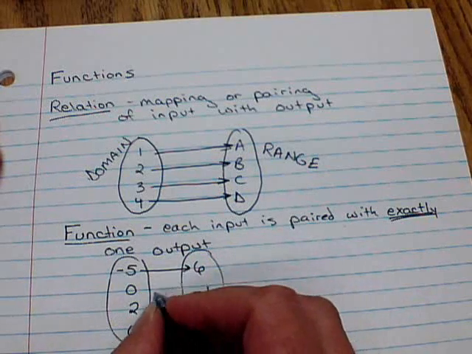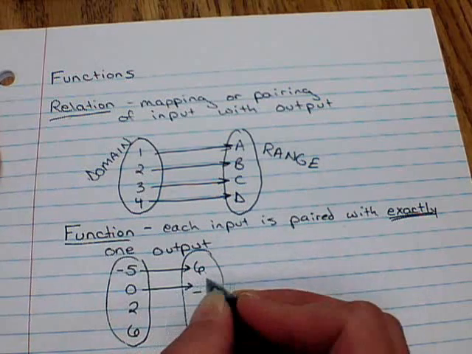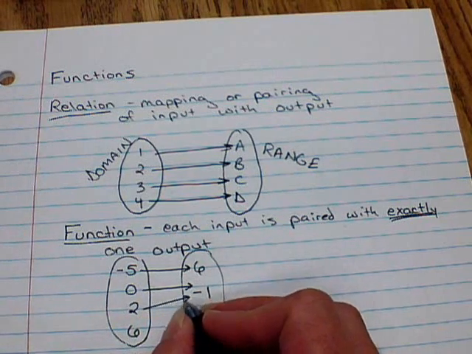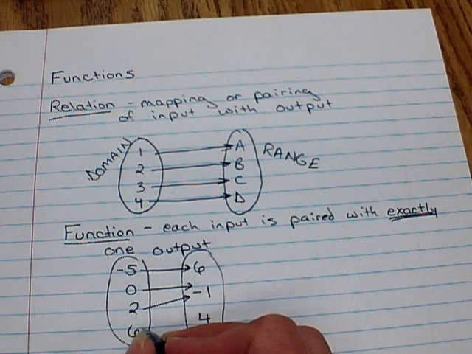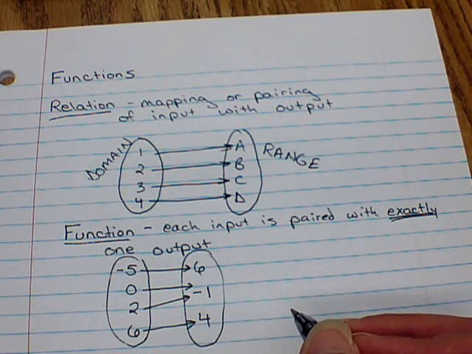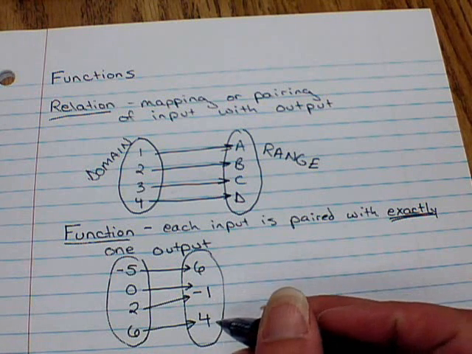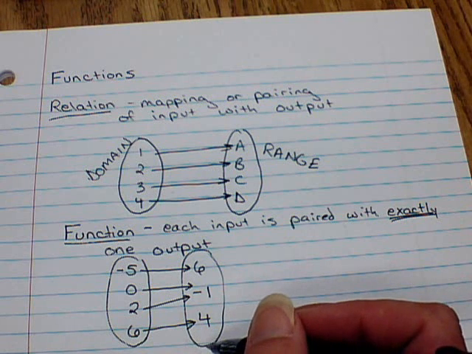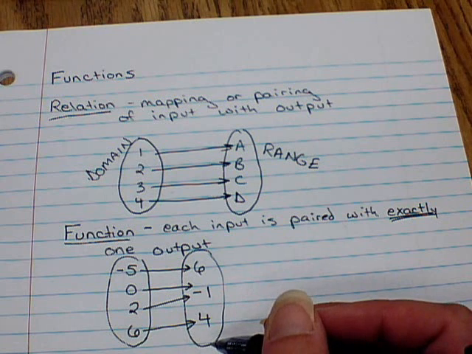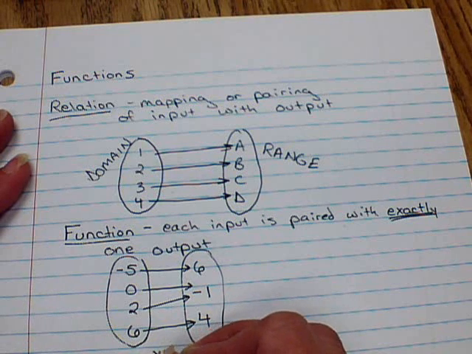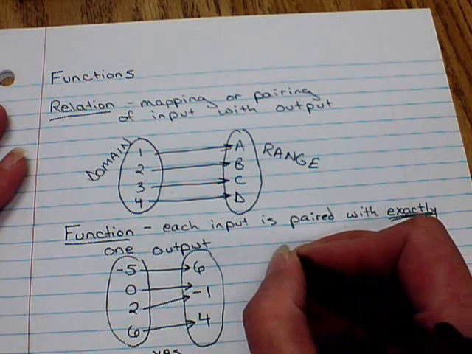Okay, so here I've got -5 paired with 6, 0 paired with -1, 2 paired with -1, and 6 with 4. Is this a function? Is each input mapped with only one output? If so, then it is a function. So this is a function, yes.